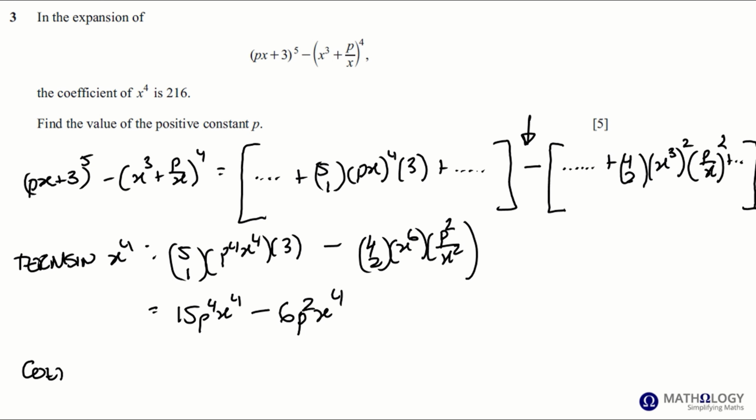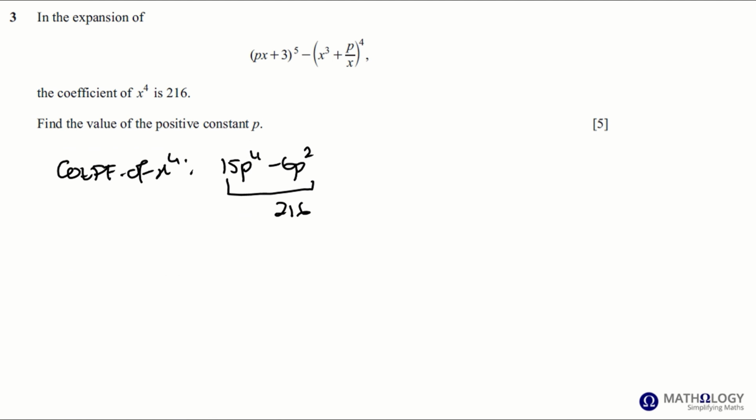So the coefficient of x to the 4 is 15p to the 4 minus 6p squared. And the coefficient of x to the 4, we are told, is 216. So we're going to equate this entire expression to 216. 15p to the 4 minus 6p squared equals 216.